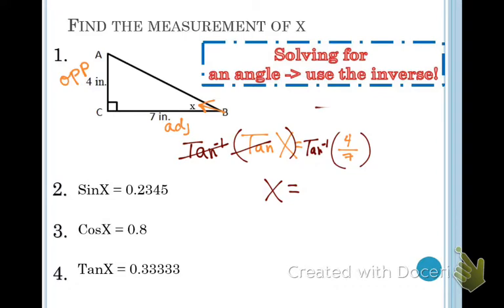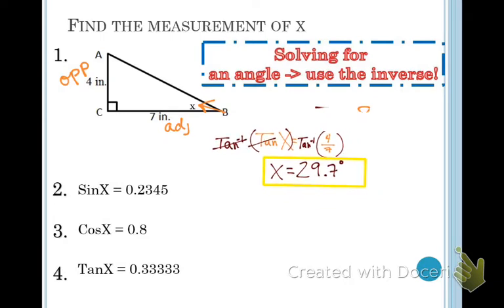Once you've got that, you're going to type in 4 divided by 7. You can make it a fraction, you can just say 4 divided by 7, doesn't matter. Then you're going to hit enter. You should get an actual number that looks like a degree. So what do we get? 29.7 degrees. So you just found out that angle x was 29.7 degrees. Okay? You don't have to show this work every time. This is just so you kind of understand what you're doing.